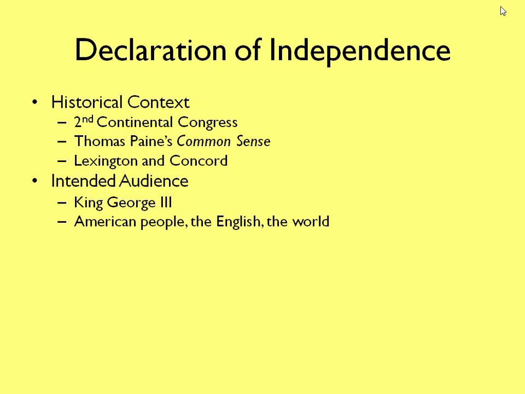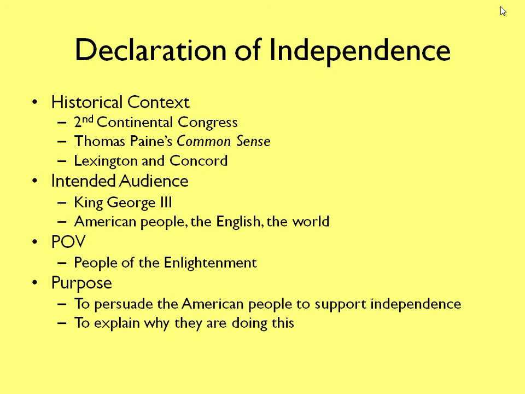The intended audience, the immediate audience, is King George III. This was a document written for him to read. And secondary to the American people, the English people, and then finally, to the rest of the world. This was a document for the world's audience. The point of view, of course, these are Enlightenment thinkers, which we'll see, and its purpose, too, to persuade the American people to support independence and to explain why they're doing it.